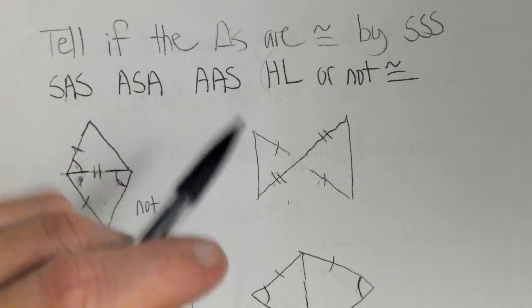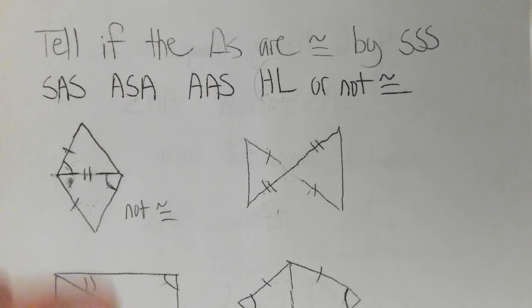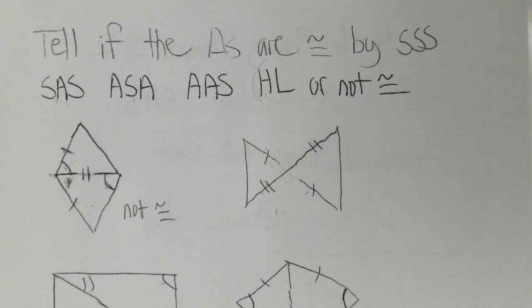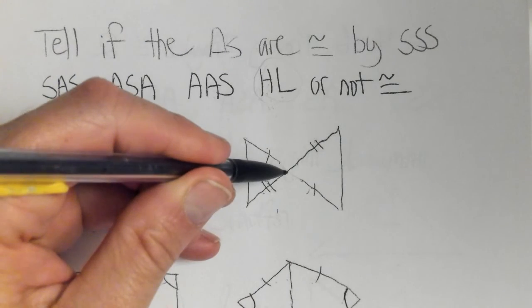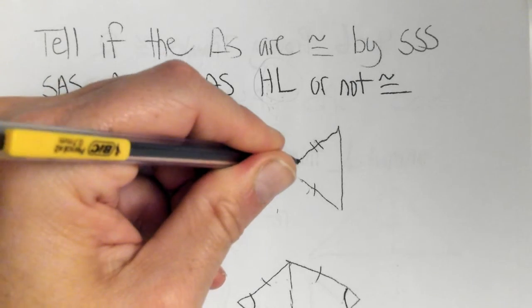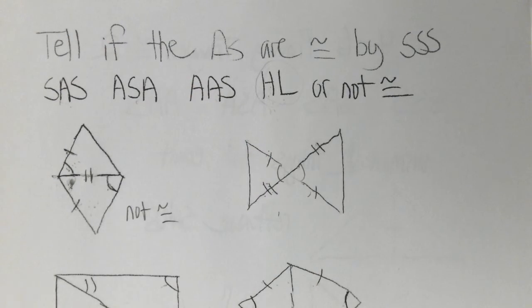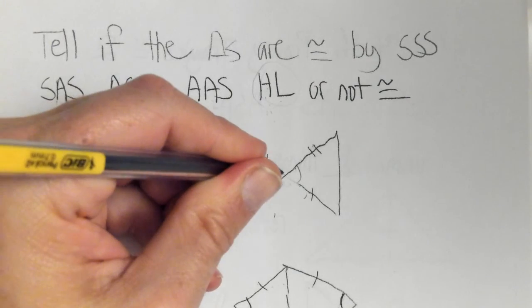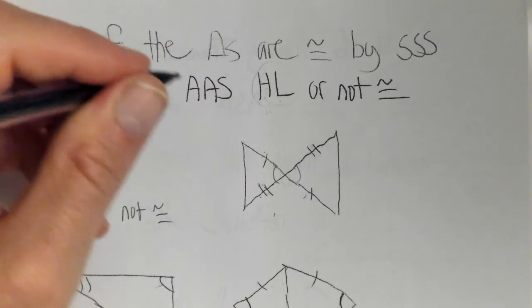I've got marks here and here, so I have two things that are marked. Remember, we got to look for unmarked things that count. Since it's connected here by a vertex, we know that this angle is congruent to this angle, so that's the unmarked thing that counts, the vertical angles here. So we go ahead and draw that in.